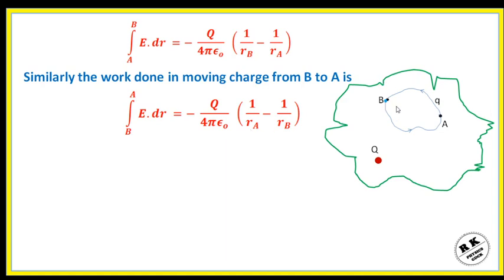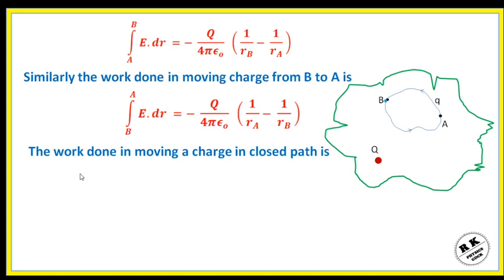Now what is our interest? Our interest is to find out the total work done in moving a test charge along a closed path, that is from A to B and again back to A. So the total work done is given by the closed integral of E dot dr along the closed path in the figure. Observe the figure. This blue line indicates the closed path trajectory of the test particle. So we take the summation of these two.